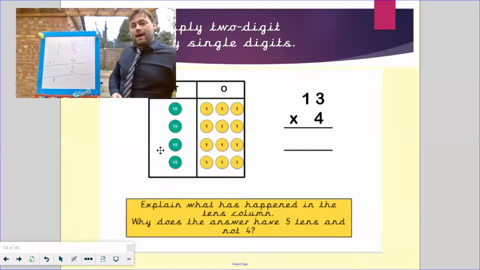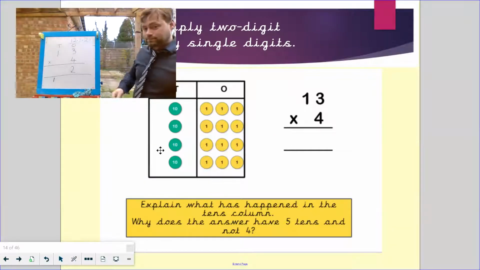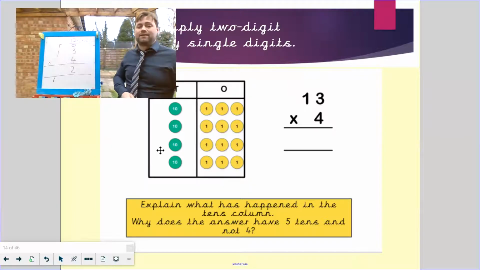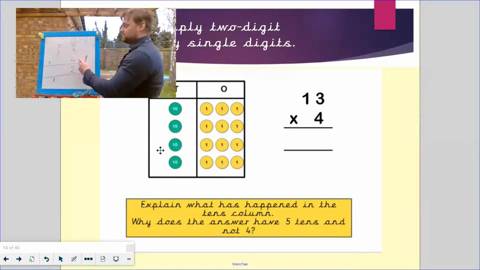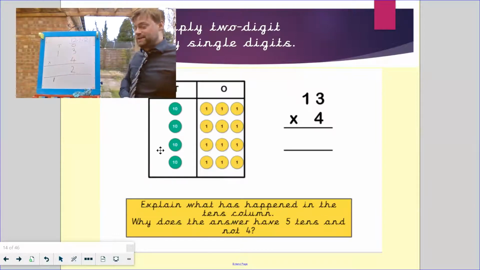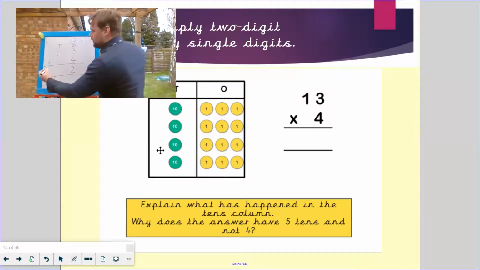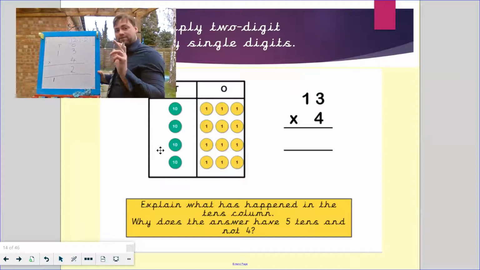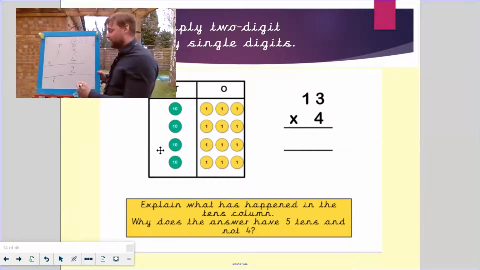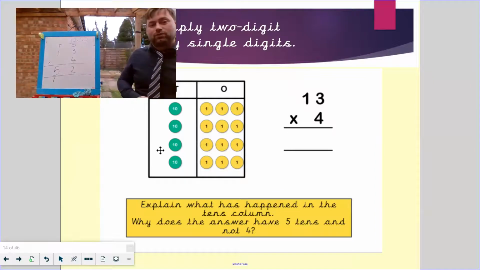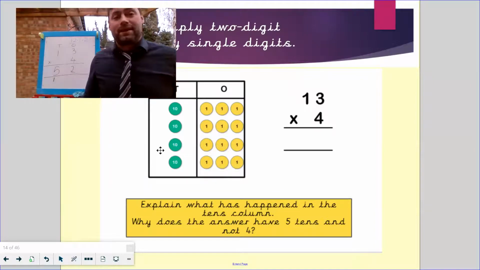Then we do 10 times 4, that gives us 40. However, we then have to add on this 10 from our 3 times 4, which gave us 12. So 10 times 4 is 40. Add the other 10 gives us 50. But we do not need to write 50 because 50 is represented by just writing 5 in the tens column. So we write a 5 there and we get 52. So 13 times 4 is 52.